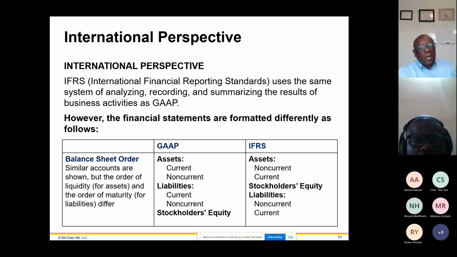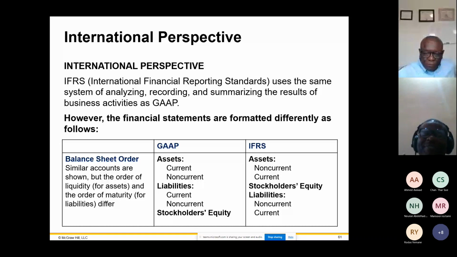All right, so I think last class we mentioned GAAP and International Financial Reporting Standard. And I told you that these two standards have been trying for so many years now to bring the standard to the same par. Everything should be clear, but there are still some differences. IFRS is the International Financial Reporting Standard. They use the same system of analysis, recording, and summarizing the results of business activities as GAAP. But they still have some differences.